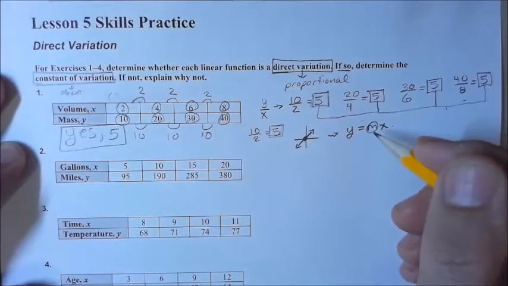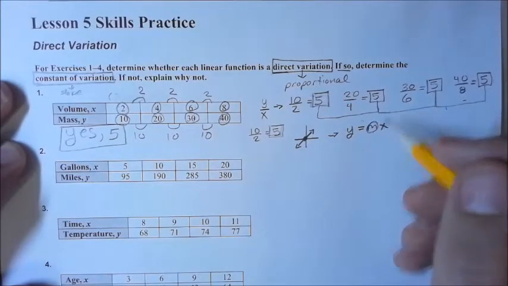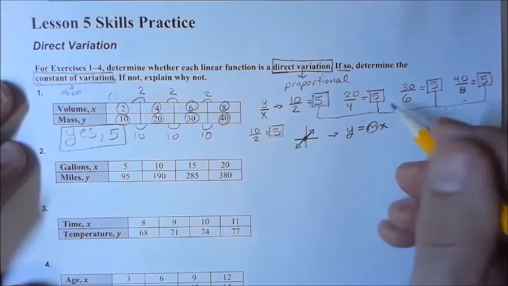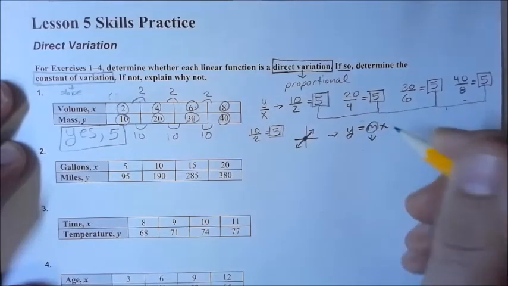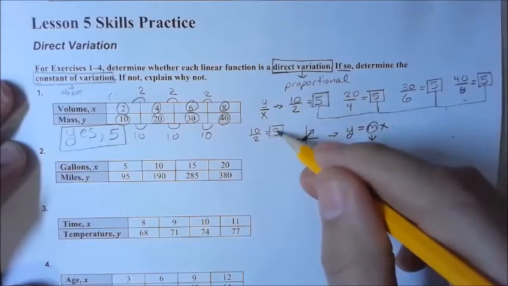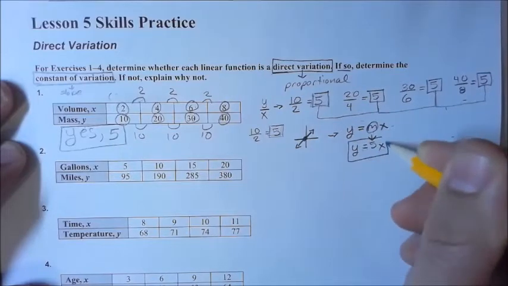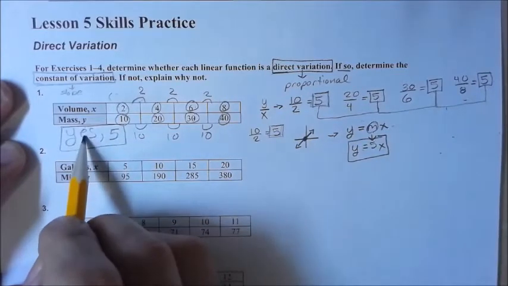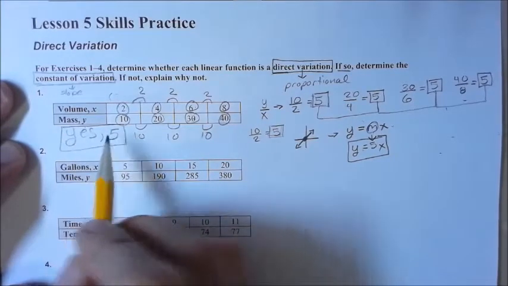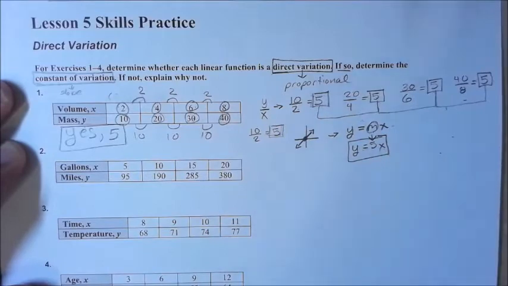Remember in our Cornell notes, we said, what does m represent? And that is our constant of variation when we have the equation of y equals mx. So all we need to do is plug in that value for it. So our equation here is y is equal to 5x. So yes, it is direct variation. Our constant of variation is 5. And now you know how to write your equation. y is equal to 5x.